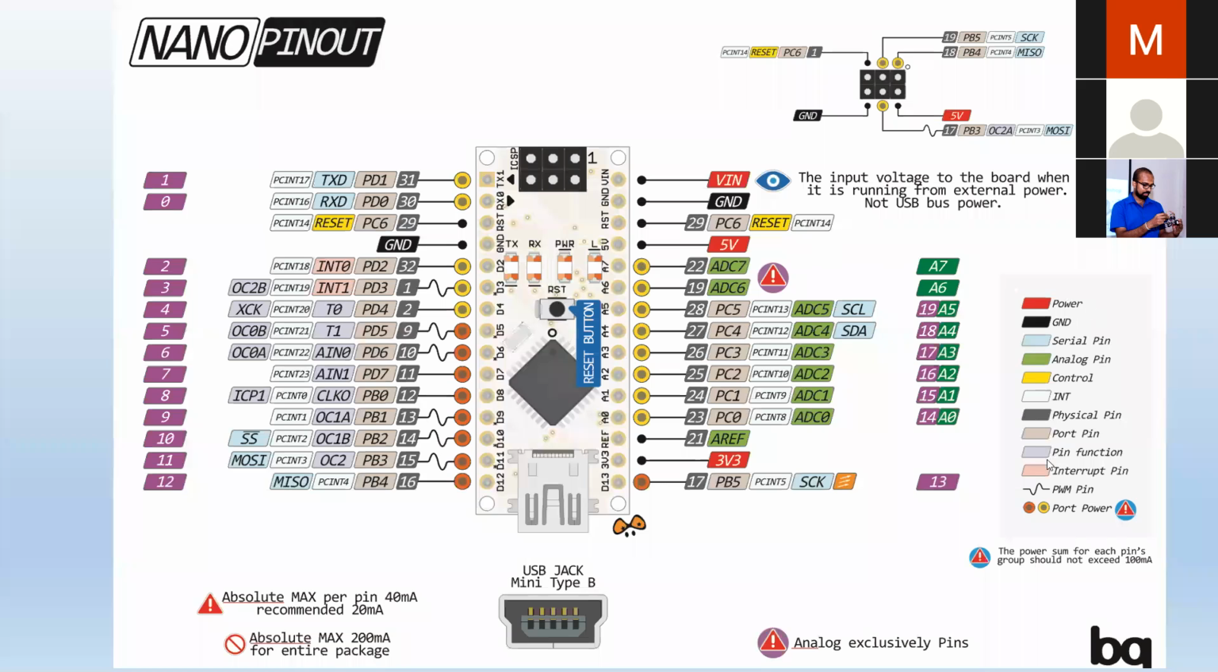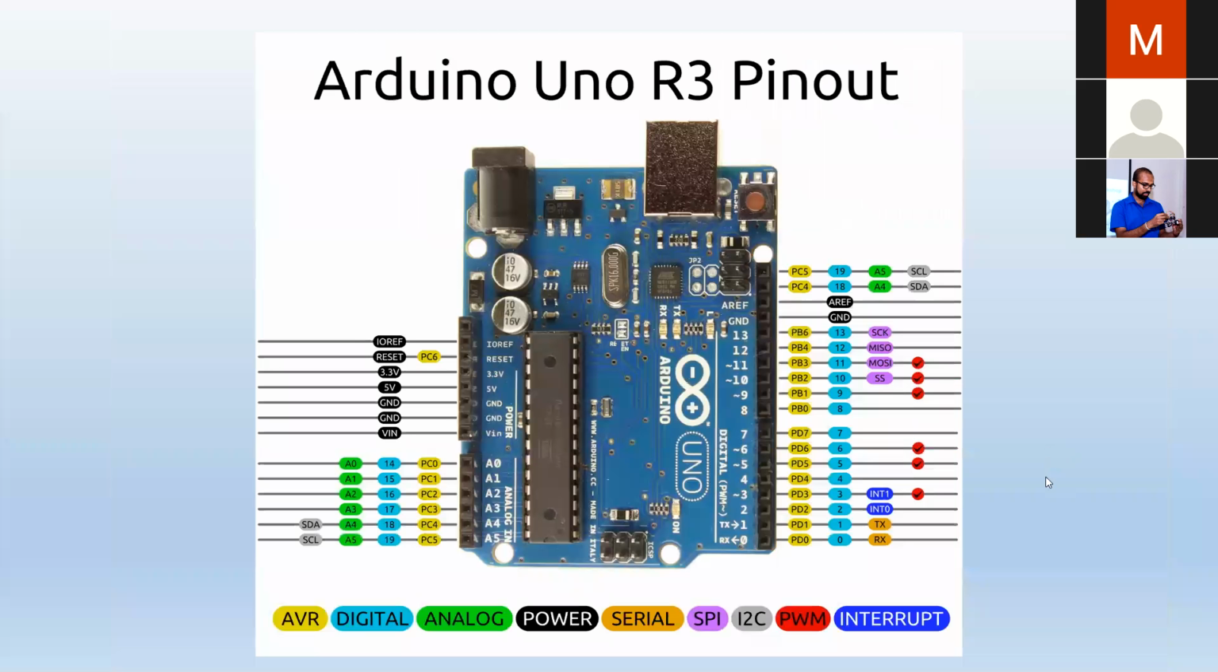And the SPI pins I can show you here. These are the SPI pins, right? MOSI means master out slave in. This is master in slave out. SCK is the system clock. SS is a select pin, and SCK is the clock pin. Yeah, this is the Uno. We have the I2C pins, and here we have the SPI pins, right?